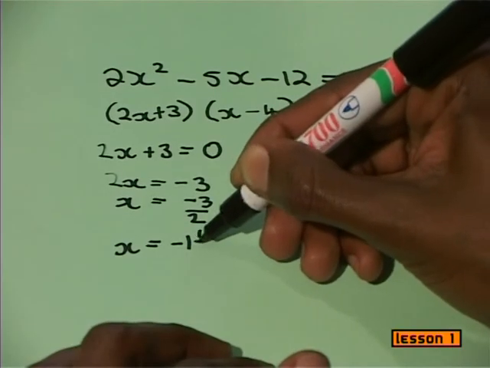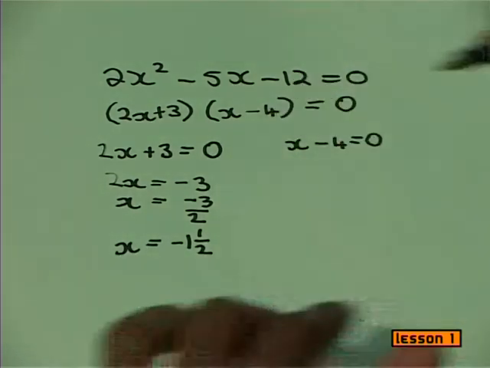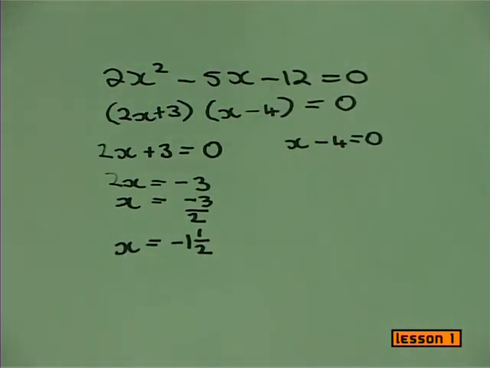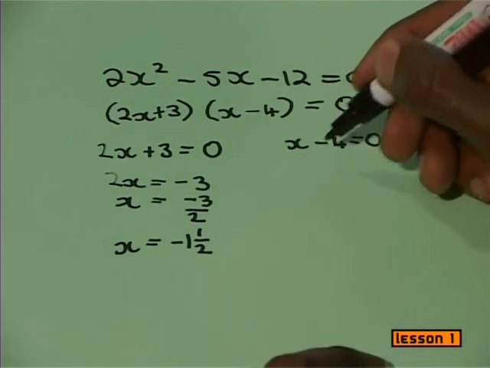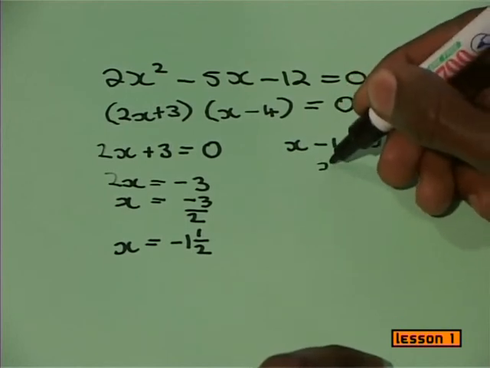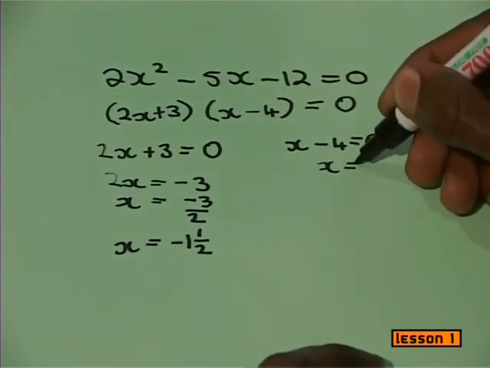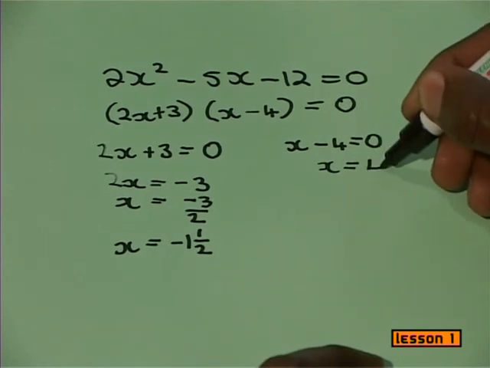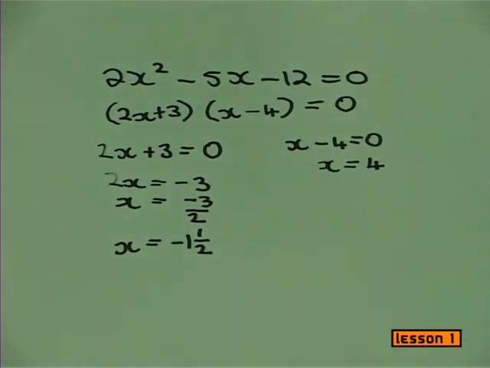To solve for x, I let each bracket equal 0, because if the terms are multiplied and are equal to 0, either term could be equal to 0. Now I can move everything to the other side until I've isolated the unknown. So, x equals -1.5, or x equals 4.